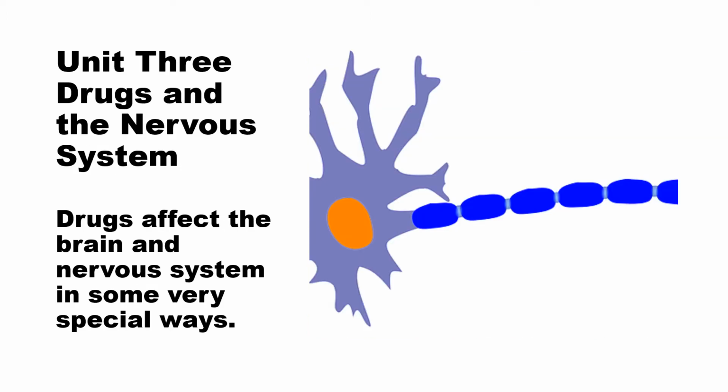Unit 3, Drugs in the Nervous System. We will discuss how drugs affect the brain and the nervous system in some very special ways. This information will help you to understand why drugs are addicting and why they alter thinking, feeling, and behavior.